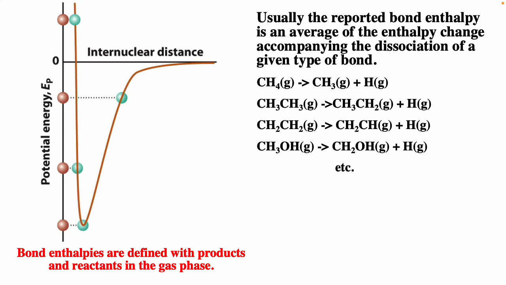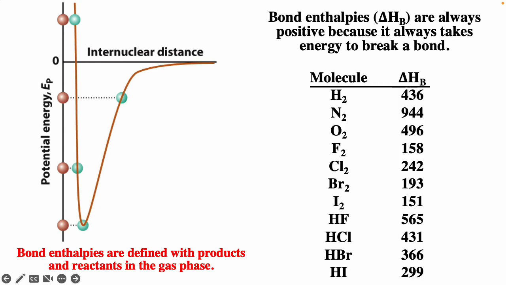Now, some of the bond enthalpies are exact. There's only one hydrogen-hydrogen bond. There's only one nitrogen-nitrogen triple bond. There's only one oxygen-oxygen double bond. All these are exact, therefore specific bond breaking. But if you have a carbon-hydrogen bond, there's many examples of that, and so the carbon-hydrogen bond enthalpy is an average.